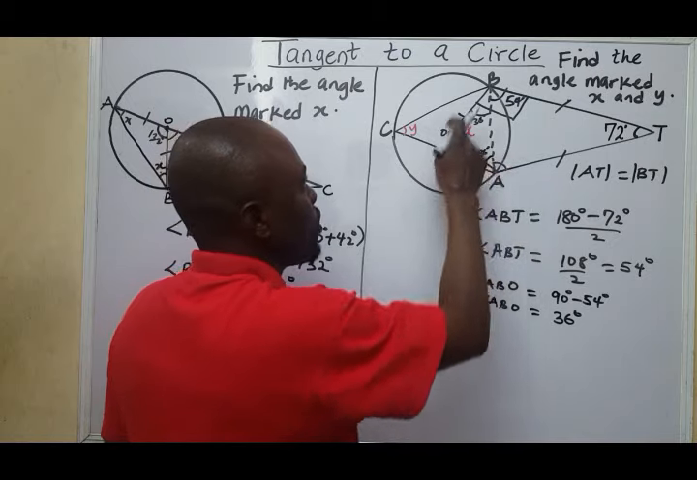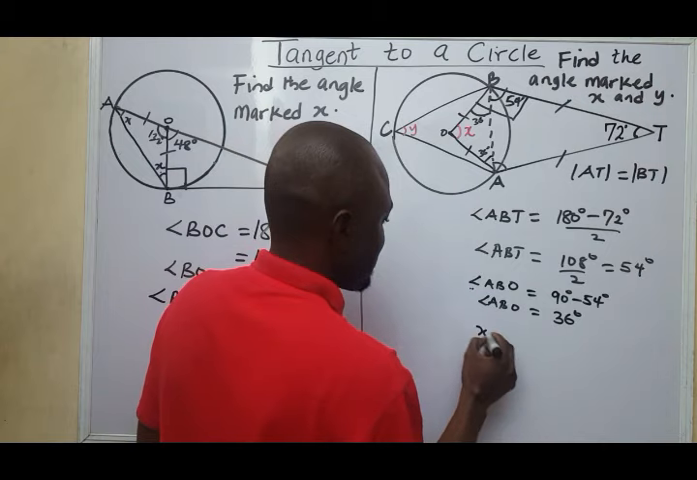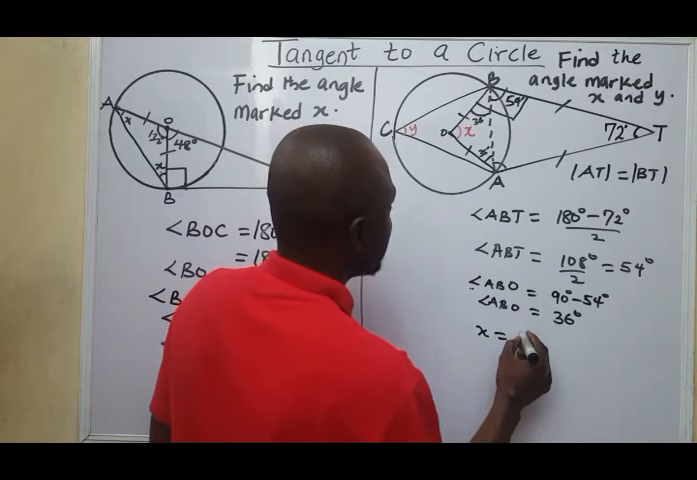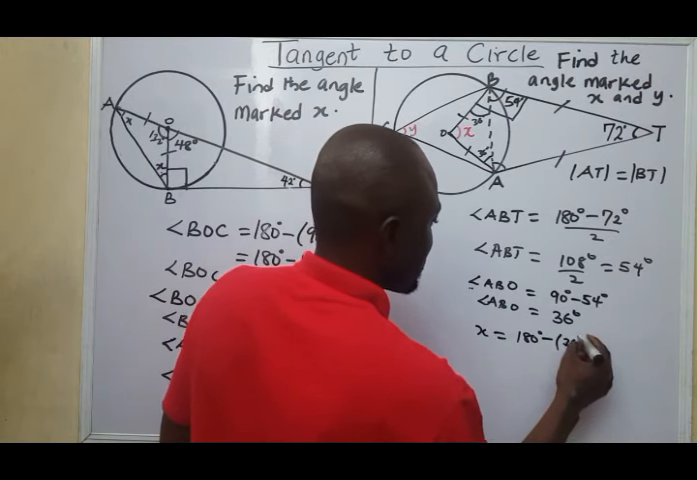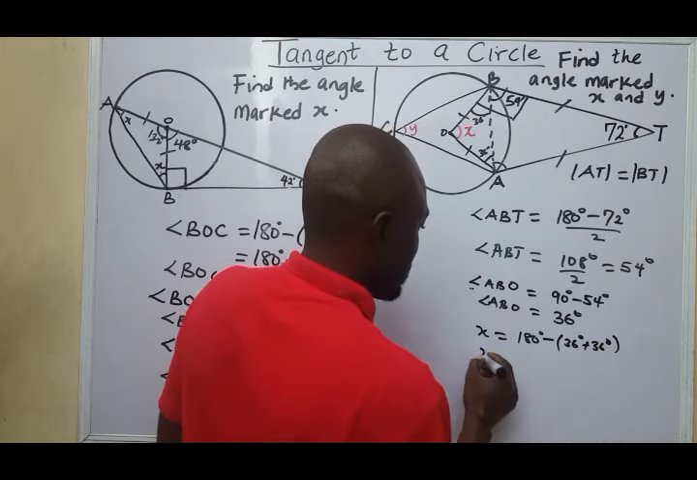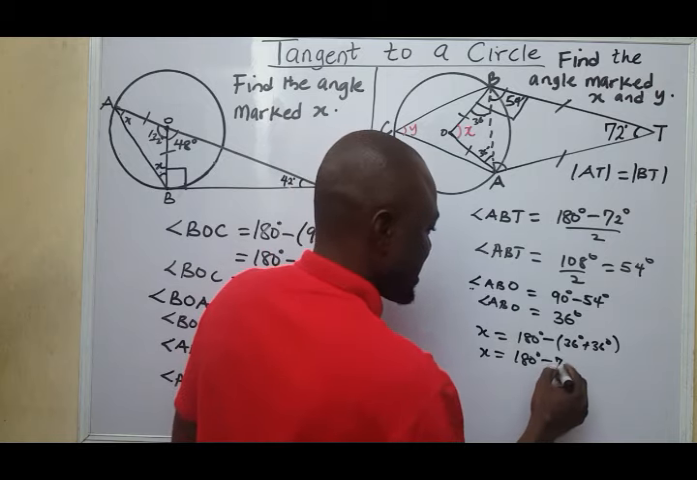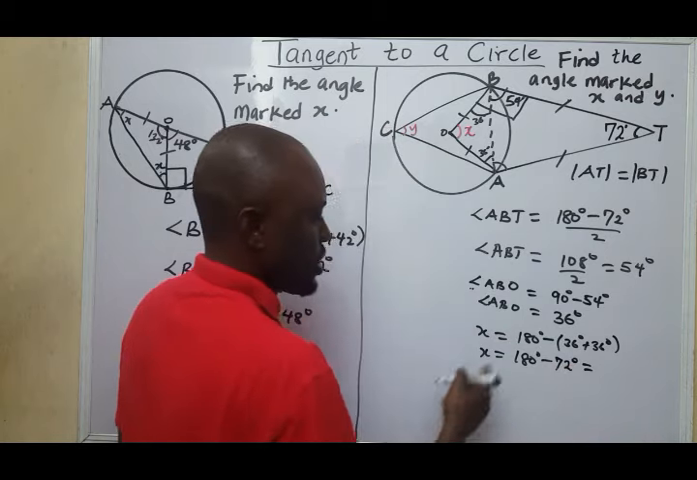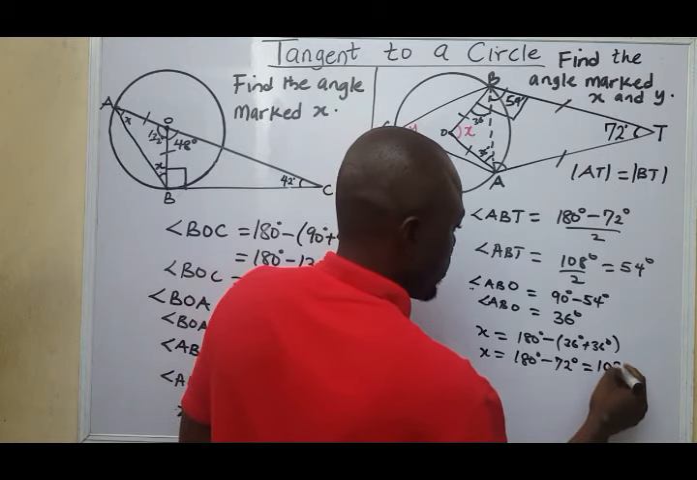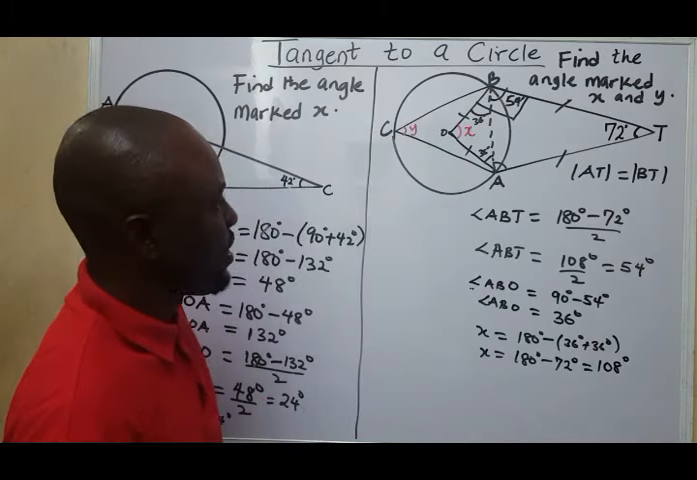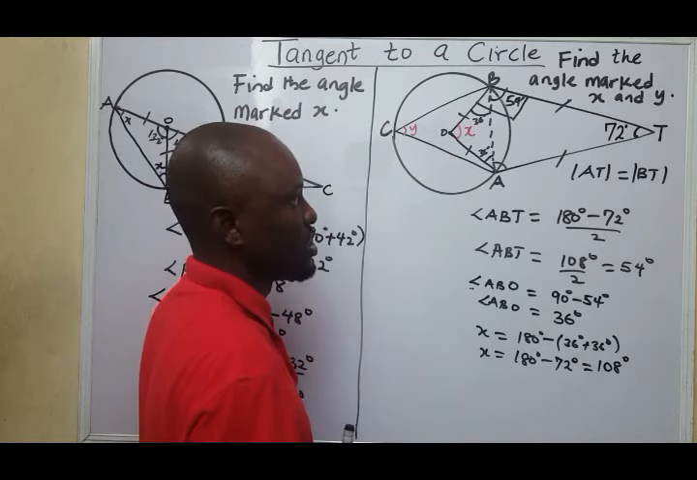Now, AOB is a triangle, and I know these two angles. So to get angle marked X, I can say X equals 180 degrees minus 36 degrees plus 36 degrees. So 36 plus 36 will give me 72 degrees. So 180 minus 72 degrees will give me 108 degrees. So that shows that my X is 108 degrees.